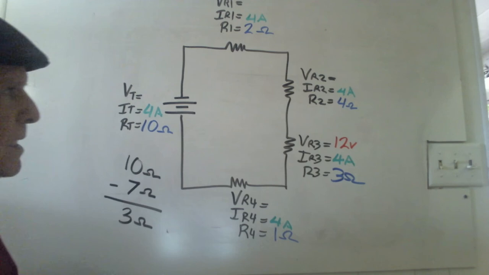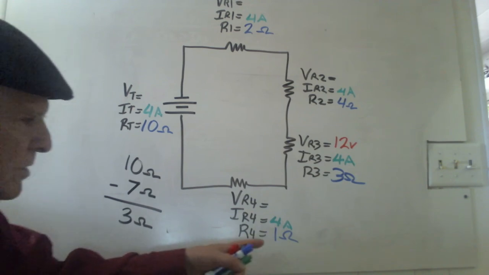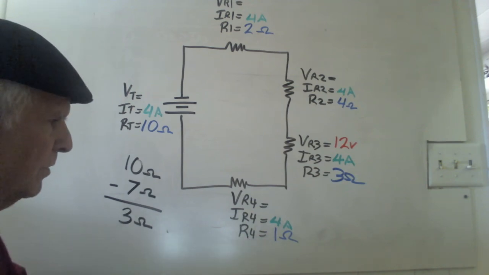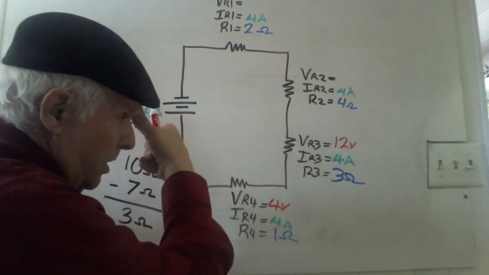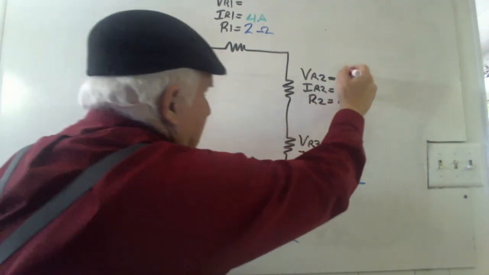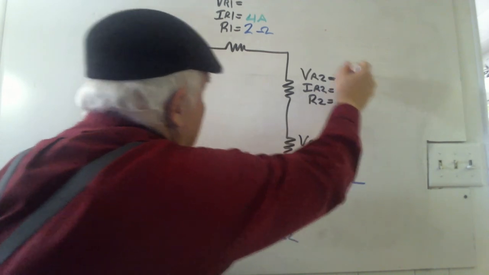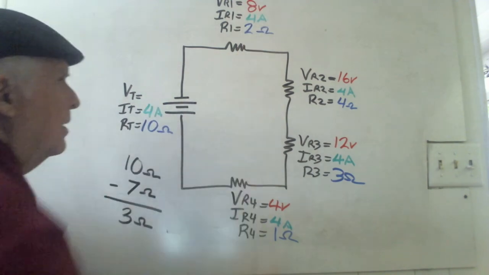Now, since I have 2 variables at every location, can I ultimately find the third one? That should be pretty straightforward and easy. We know that voltage is equal to current times resistance. And so the voltage here is going to be 4 volts. The voltage here we already know is 12. The voltage here is going to be 16 volts. And the voltage here will be 8 volts.